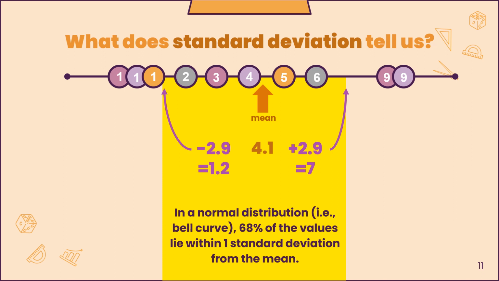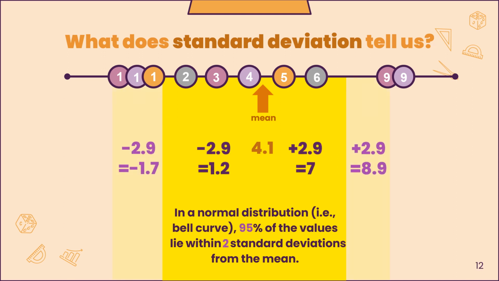So again, our mean, our average was 4.1. So 4.1 plus 2.9 is 7, and 4.1 minus 2.9, that 2.9 is the standard deviation again, is 1.2. So in a normally distributed data set, just over 2/3 of the values lie within 1 standard deviation from the mean. And we can take it a step further.